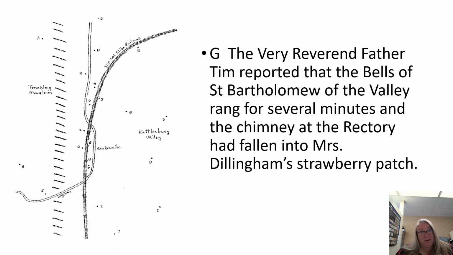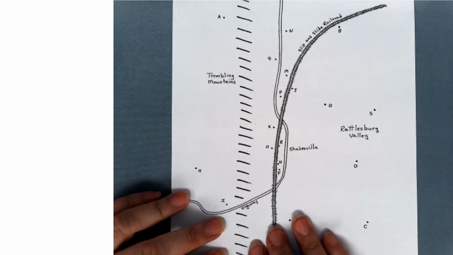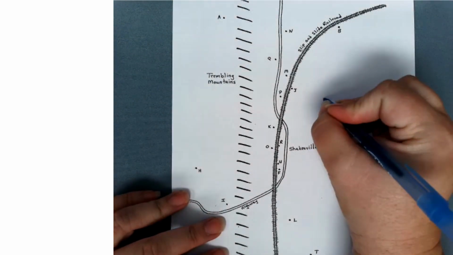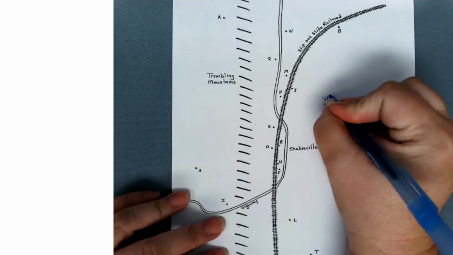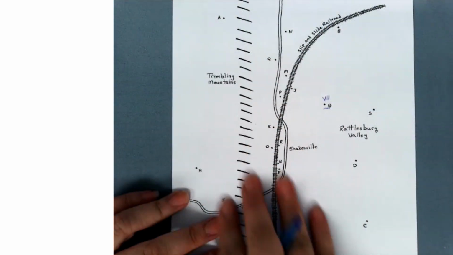Now let's see what we're going to do with that. All right, so here's my Rattlesburg Valley. Here's letter G right here. And I'm going to say this is a 7. So I'm going to write my Roman numeral 7 right here. Now I'm going to do that for all of the different observations.